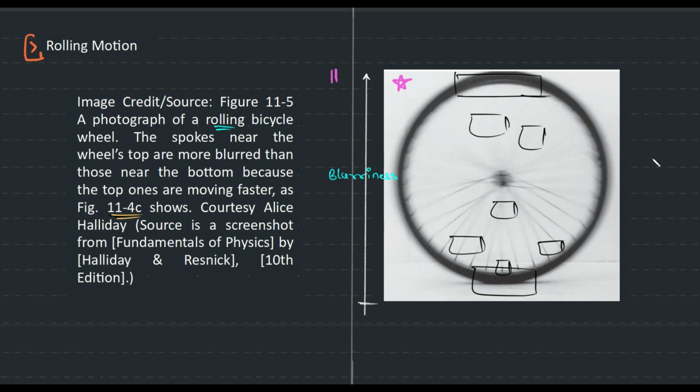Welcome to rolling motion. This is where all of the things that we have learned from day 1 of the 11th grade syllabus are adding to. Just the wheel, one of the most important inventions of human civilization. We're trying to understand that.